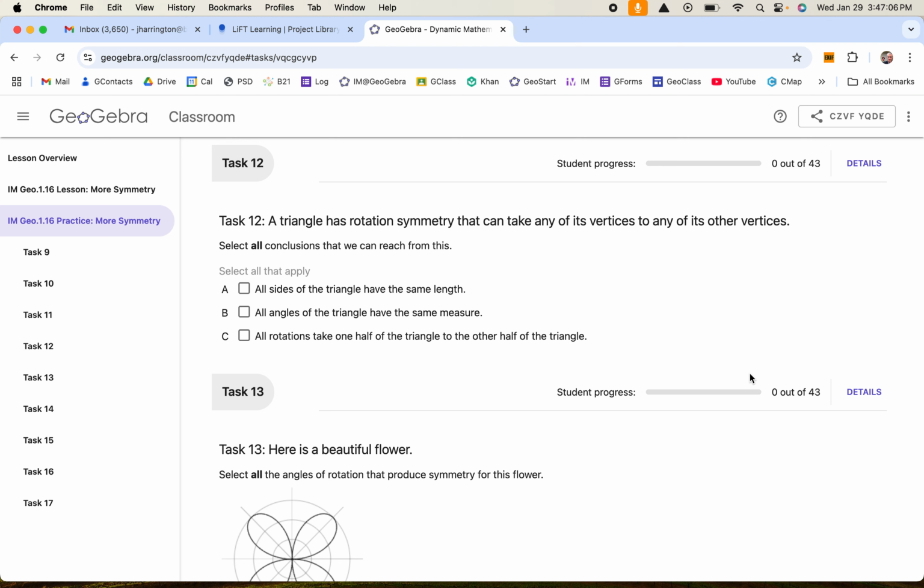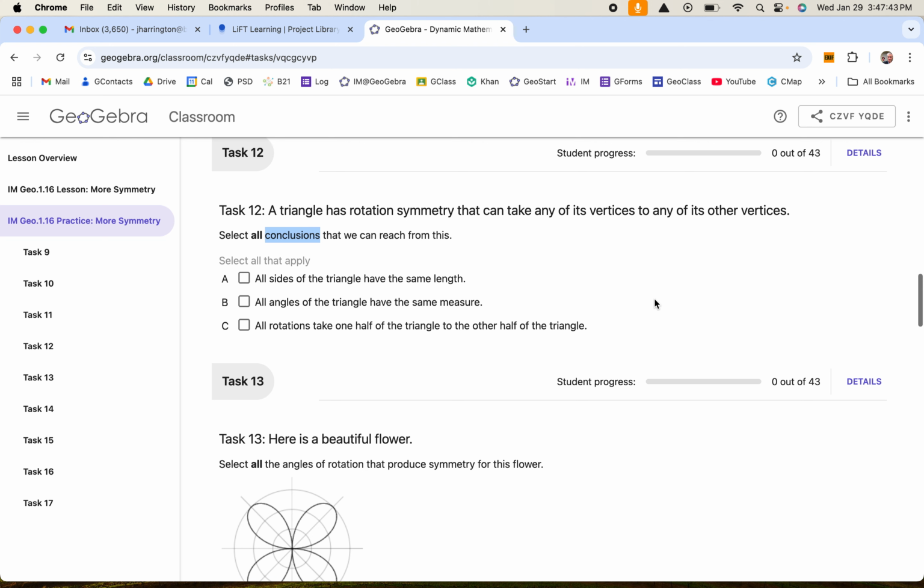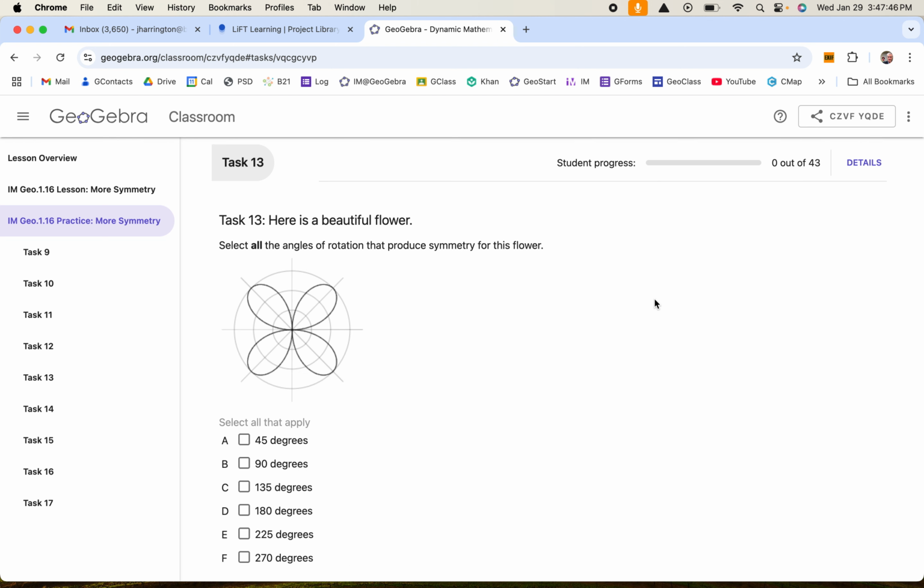All right. Task 12. A triangle has rotation symmetry, right? A certain triangle that they're asking you to imagine has rotation symmetry that can take any of its vertices or corners to any of its other vertices. Okay, so as I spin this triangle, it can click in to the position of the other two corners before it gets back to itself. Okay, select all the conclusions that we can reach from this given information up here, out of these three statements. Okay, which ones have to be true? Pause the video and answer the question.